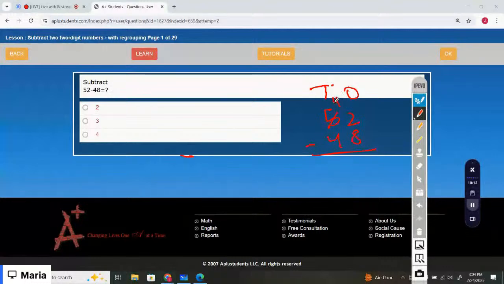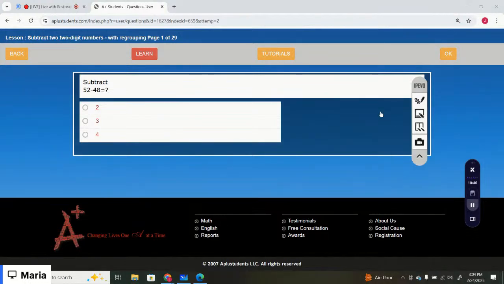When you borrow 1, you're left with 4 here. And the borrow makes that 2, 12, right? So 12 take away 8 is 4. Now you have 4 take away 4. Subtracting a number from itself always makes a 0. 52 take away 48 is 4. Option number 3 is the correct option, that is 4.